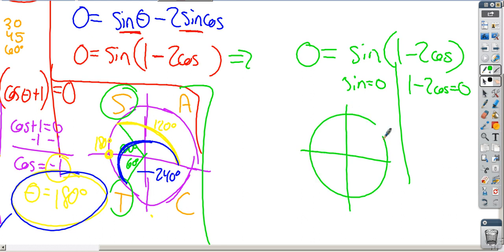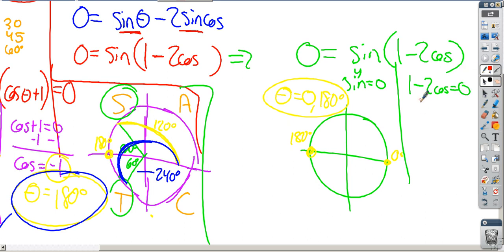Here's the unit circle. Sine is the y coordinate. So where on the unit circle does the y coordinate equal 0? It equals 0 here and here. That's 0 degrees, and that is 180 degrees. So our two solutions from here are 0 and 180. There's two solutions. Let's find the other side now.